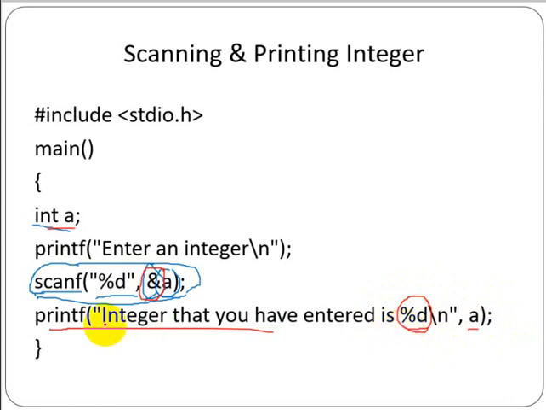So now what is the output for this statement? The output is the integer that you have entered is, for example, if I give a value as 10 during the runtime, then I will get my output: integer that you have entered is 10.